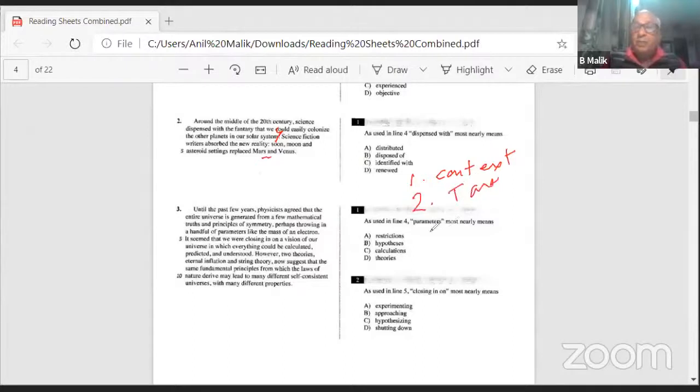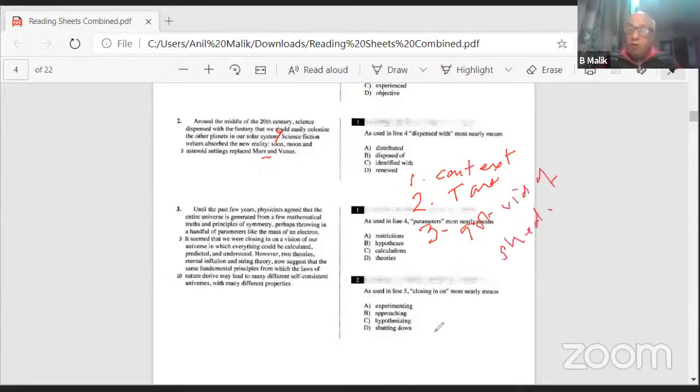That's the next step. Now what I do now, sir, I put my own word. Instead of dispensed, I put my own word in Hindi, Punjabi, whatever, English. And I say, what happened? They got rid of this fantasy. They shed this fantasy that they could easily colonize the planets because they stopped going to the planets. So I need a word which means they got rid of it, or they shed it.